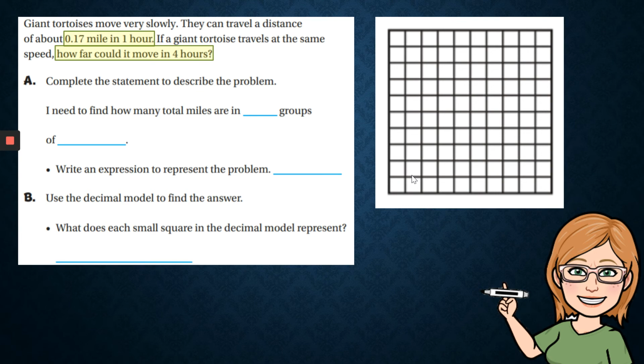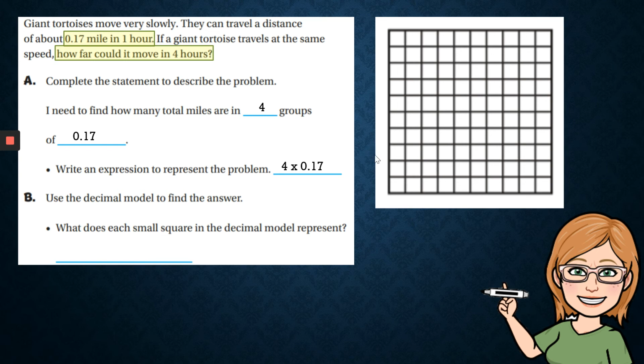So complete the statement, describe the problem. I need to find how many total miles are in 4 groups of 17 hundredths, because you're not going to have 17 hundredths groups of 4. So think about that as you're writing the problem. Write an expression to represent the problem. 4 times 17 hundredths. Use the decimal model to find the answer.